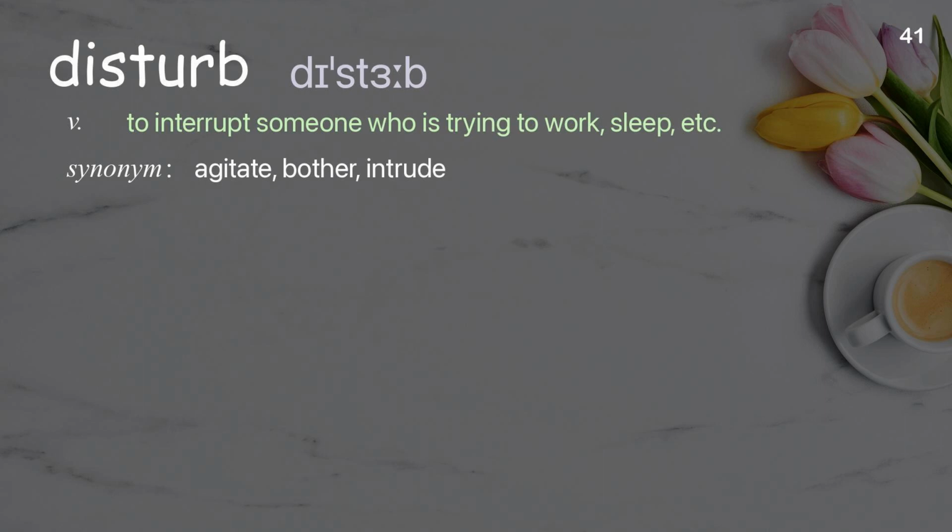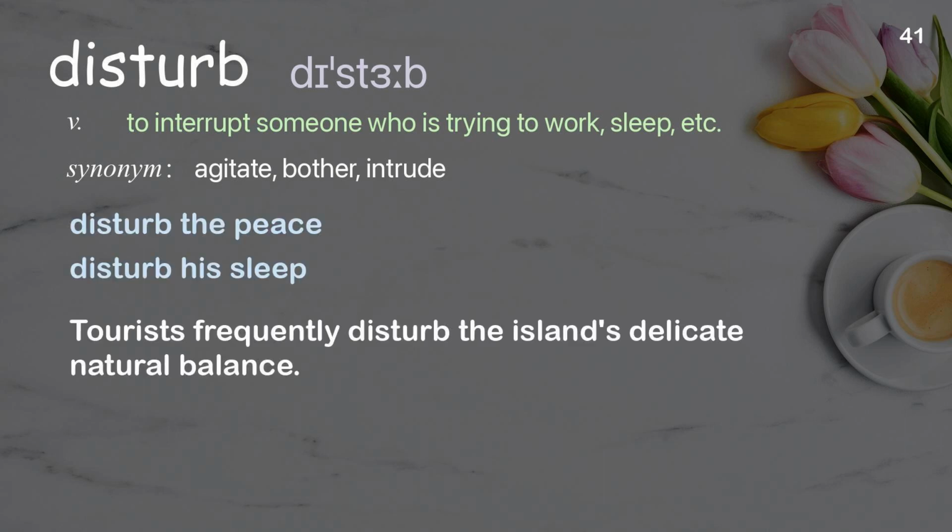Disturb. To interrupt someone who is trying to work, sleep, etc. Examples: Disturb the peace. Disturb his sleep. Tourists frequently disturb the island's delicate natural balance.